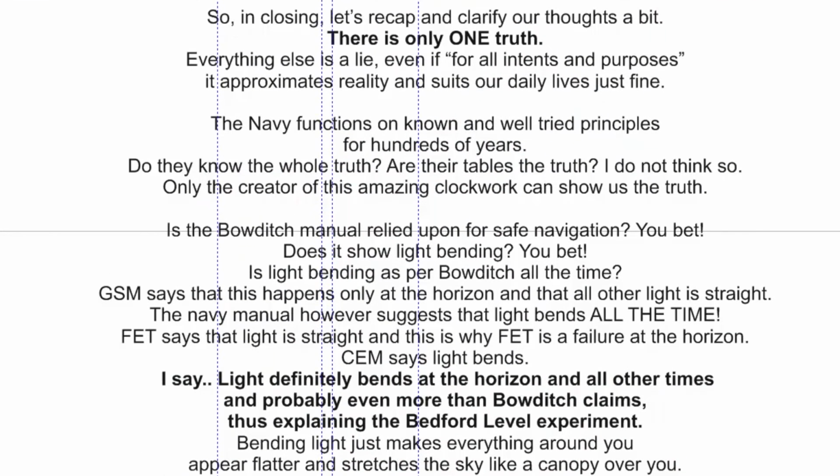So in closing, let's recap and clarify our thoughts a bit. There is only one truth. Everything else is a lie, even if, for all intents and purposes, it approximates reality and suits our daily lives just fine. The Navy functions on known and well-tried principles for hundreds of years. Do they know the whole truth? Are their tables the truth? I don't think so. Only the creator of this amazing clockwork can show us the truth.